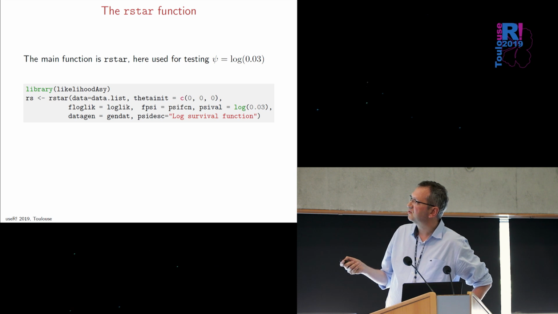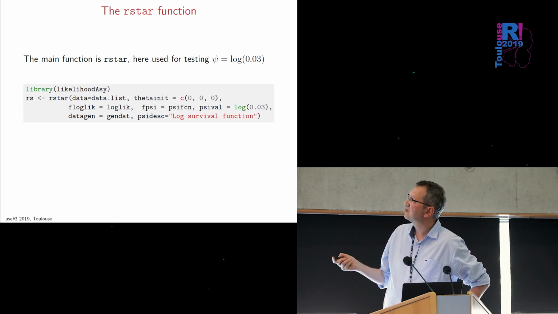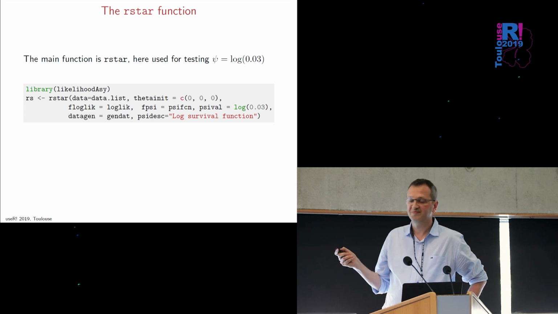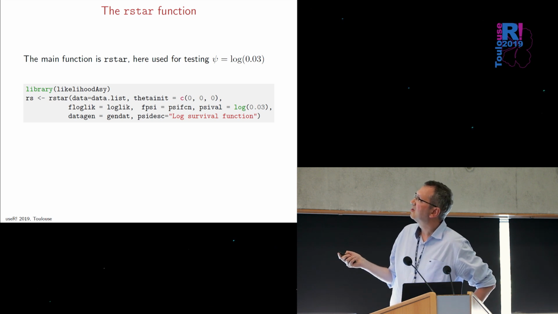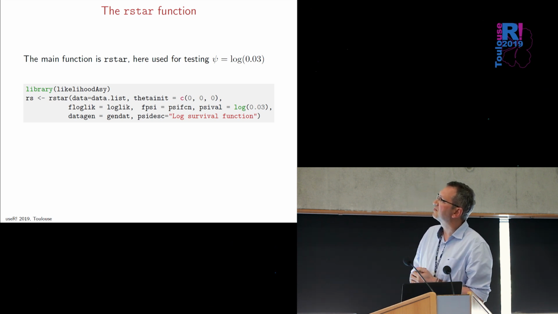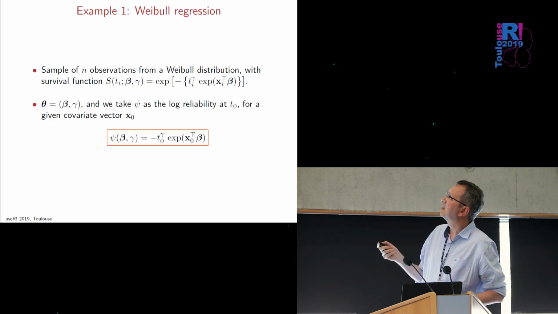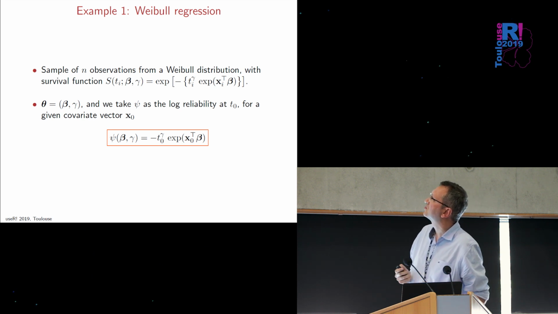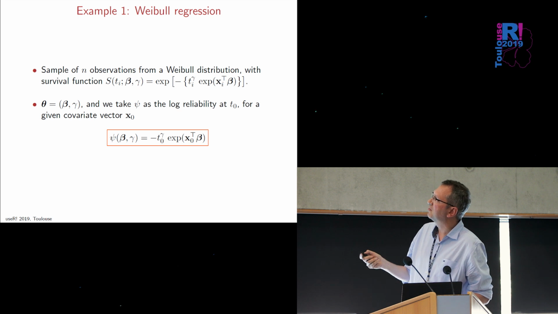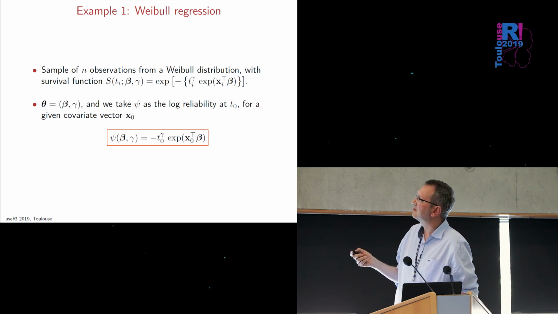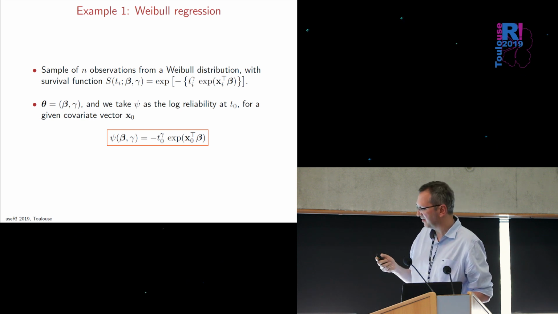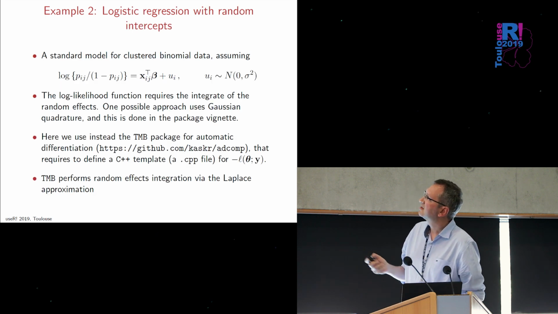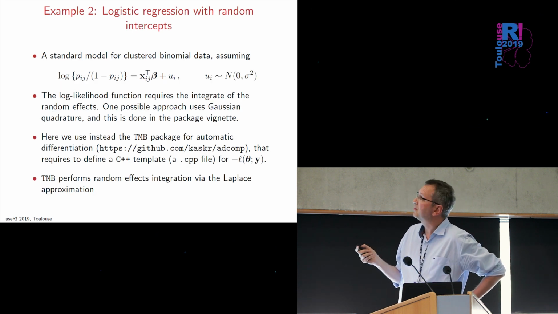Then we define here the function of interest. That's just the R translation of this expression here, where we fix t naught and x naught. Okay, then the main function of the package is called rstar. And here we just specify a certain value psi, for example, log 0.03. And that's the way we call the function. Well, the arguments are essentially the two functions we defined beforehand and the value for the function of interest. That's what the summary function will return.